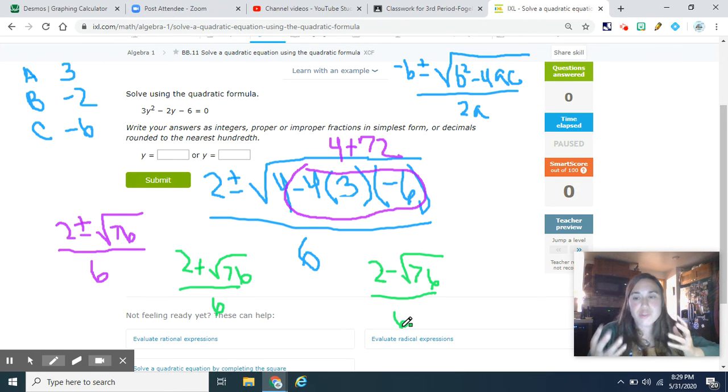Now it's interesting, because 76 is not a perfect square. It's not like the square root of 25 that I know the answer is 5. We don't know the exact answer for the square root of 76. If you're using a calculator, I want you to keep it in the calculator contained. So I'm going to show you something.